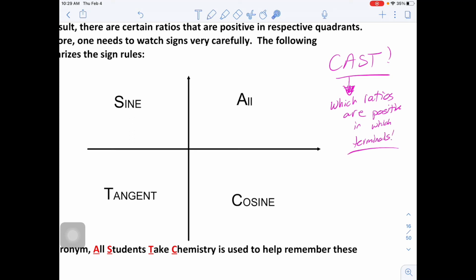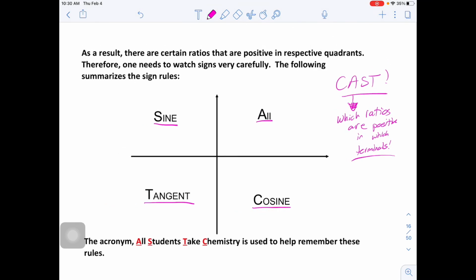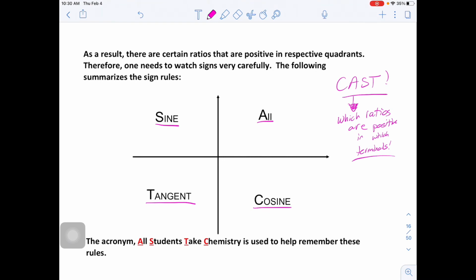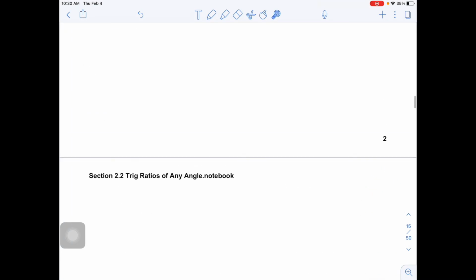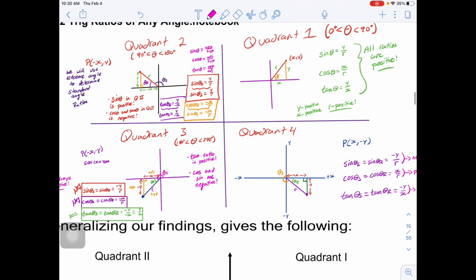Okay, so if we look here, your cast starts in quadrant 4. So C-A-S-T. Our cosine is positive in quadrant 4. All of them are positive in quadrant 1. Sine is positive in quadrant 2. Tan is positive in quadrant 3. This is quadrant 4, quadrant 1, quadrant 2, quadrant 3. And we can see this is true. If I write out my cast rule here, maybe we'll do it very small. Cast.